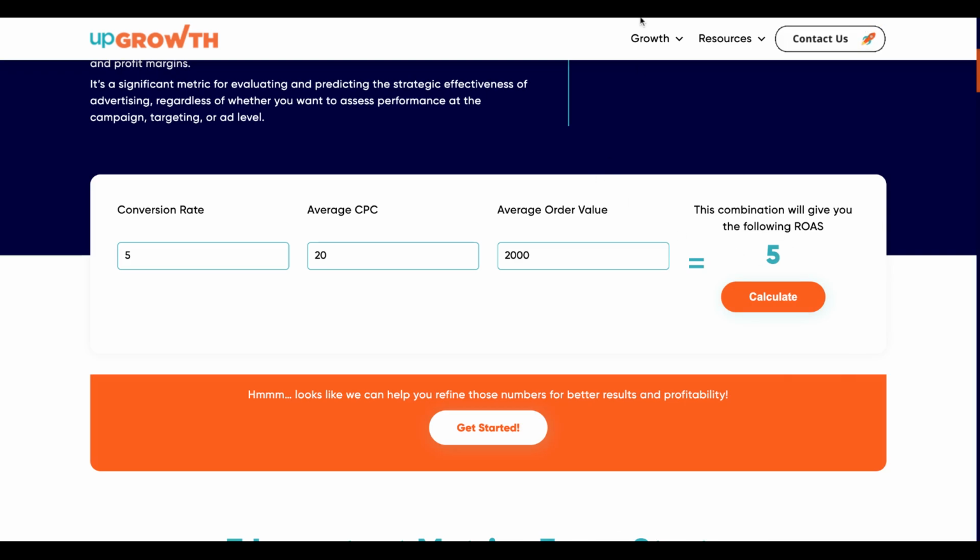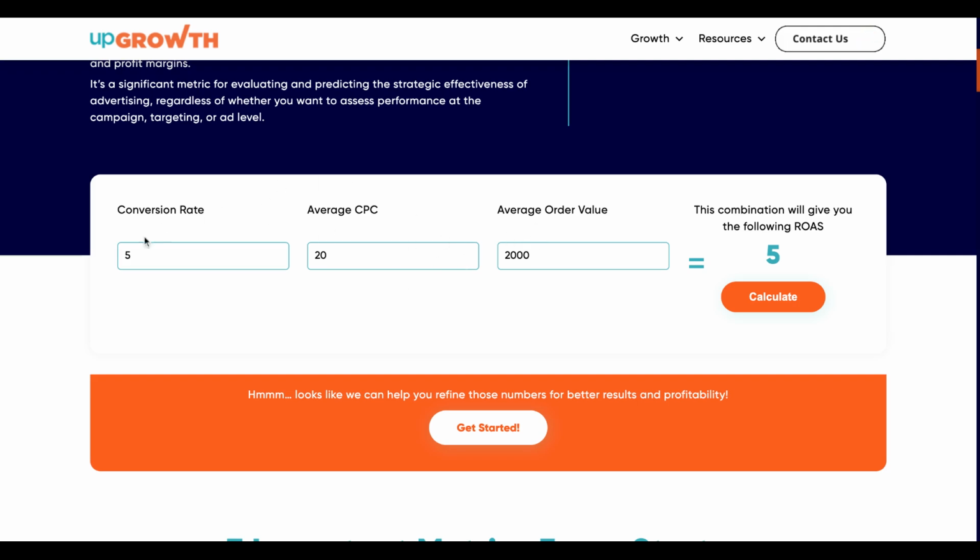So what does this indicate? For each dollar you spend on advertisement, you earn $5 back. See how easy it is to quickly determine your target ROAS using these three input variables.